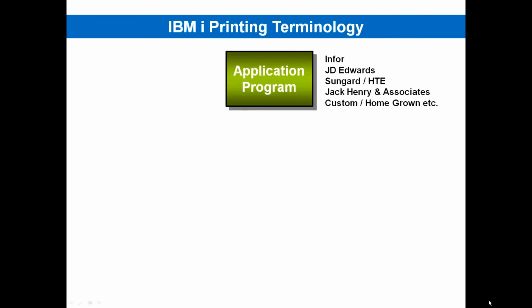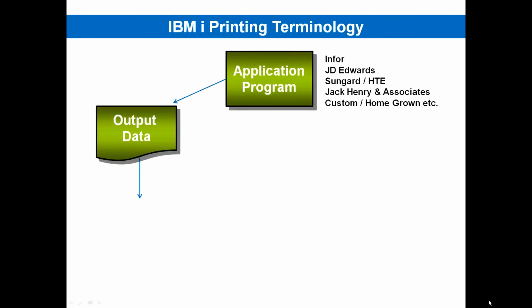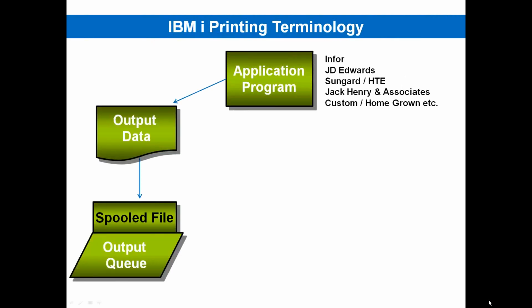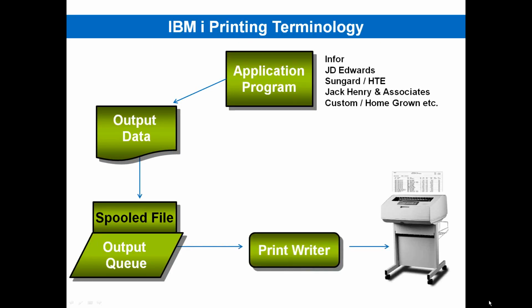Now, in the last session, we defined some IBM printing terminology. To create printed output, a program or utility will generate the output data, which spools to a printer file, and that goes into an output queue. If an active writer is monitoring the out queue, it verifies that the spool file is the correct form type and handles the communication between the system and the printer.